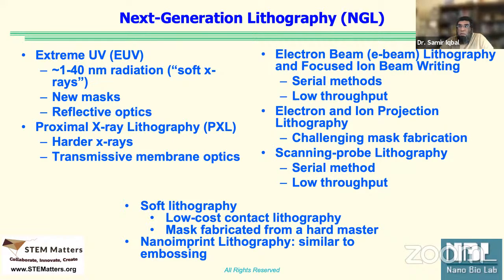Scanning probe lithography is something where we use a very sharp tip, a very sharp nib, if you can call it that, to write things. That tip has to be very sharp, right? If it's sharp, it can write smaller features.